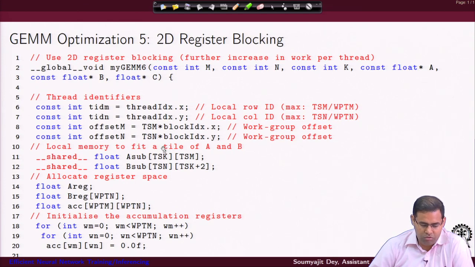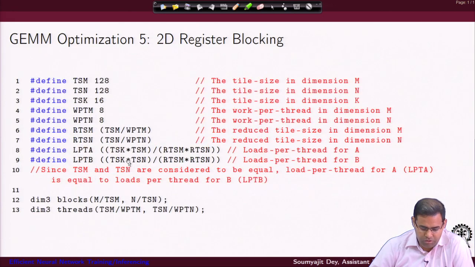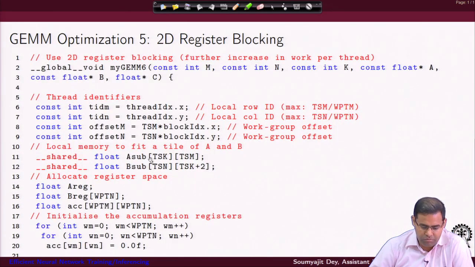So, the next thing that comes is, well, we have to define the memory to fit a tile for A as well as a tile for B, right. So, how do you really do it? Well, we already have these TSKs and TSMs defined. So, that gives me the A sub as TSK by TSM and B sub, the other memory, as TSN by TSK plus 2, if you remember our earlier idea of the padding that we have to introduce here, right. So, that is actually getting carried over here.